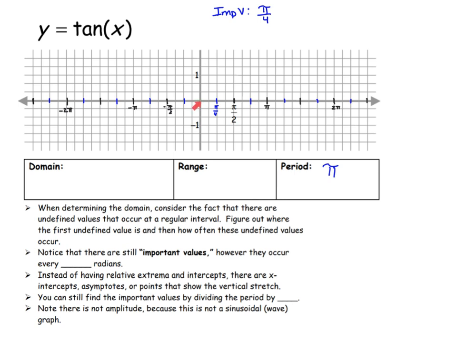So from the origin to this point is pi over 4. From this pi over 4 to my black tick mark is another pi over 4. So all of these tick marks between the black and the blue are separated by a pi over 4 distance.